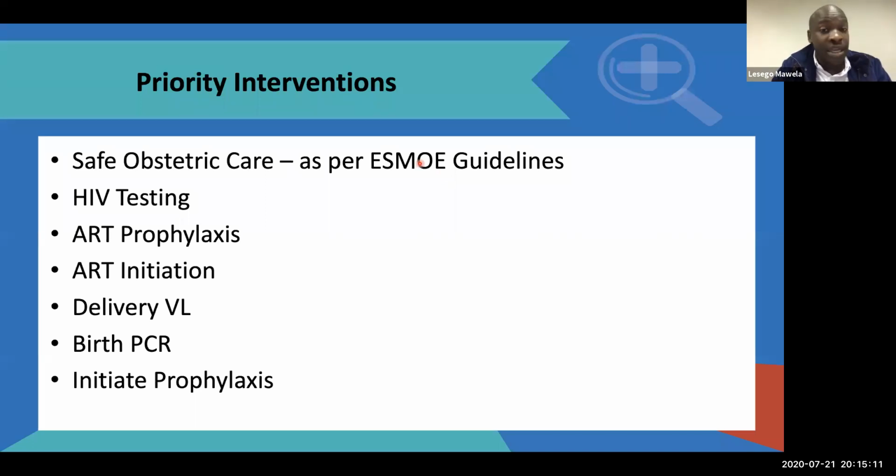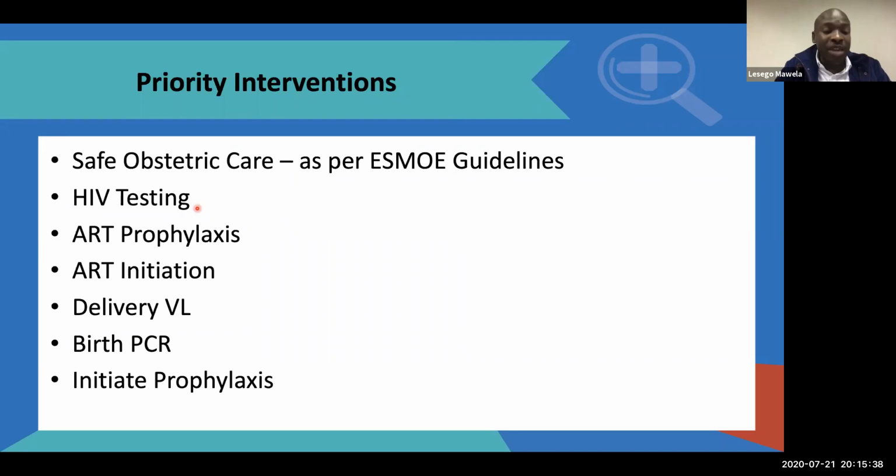So if she comes in and she's got antepartum hemorrhage, we need to respond to that. If she's got hypertension and she's got fits, that becomes the first priority, not necessarily HIV at that point in time. And as soon as we have addressed those specific emergencies, then we are able to respond to the HIV-related needs of that mother.